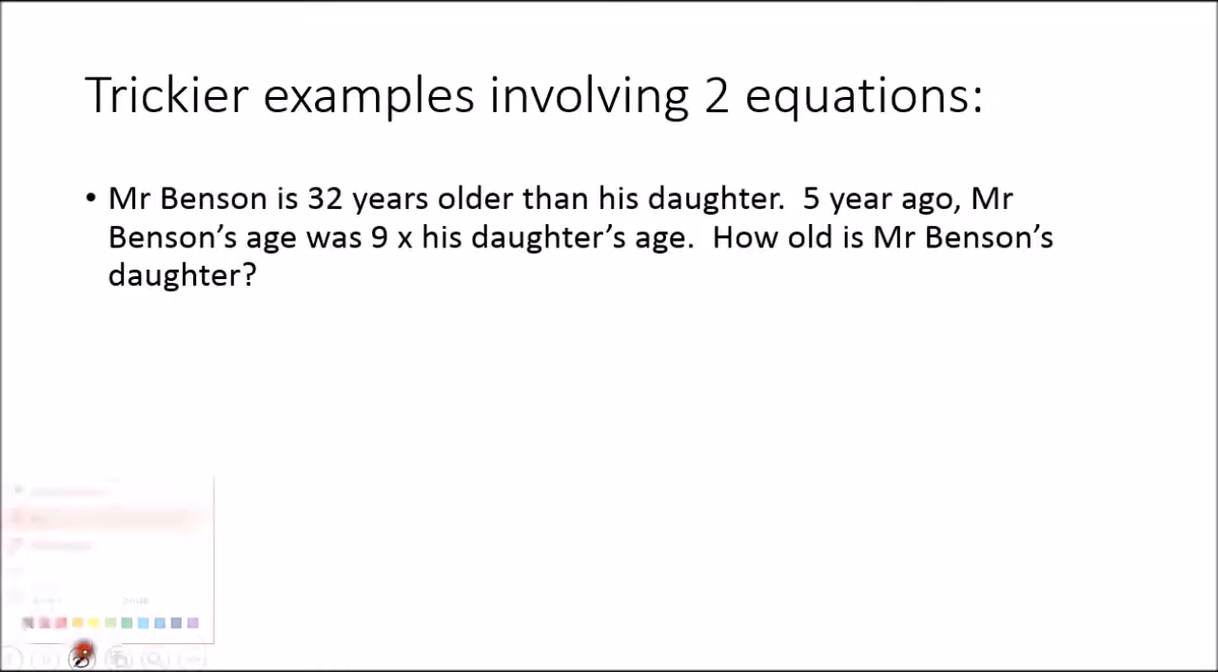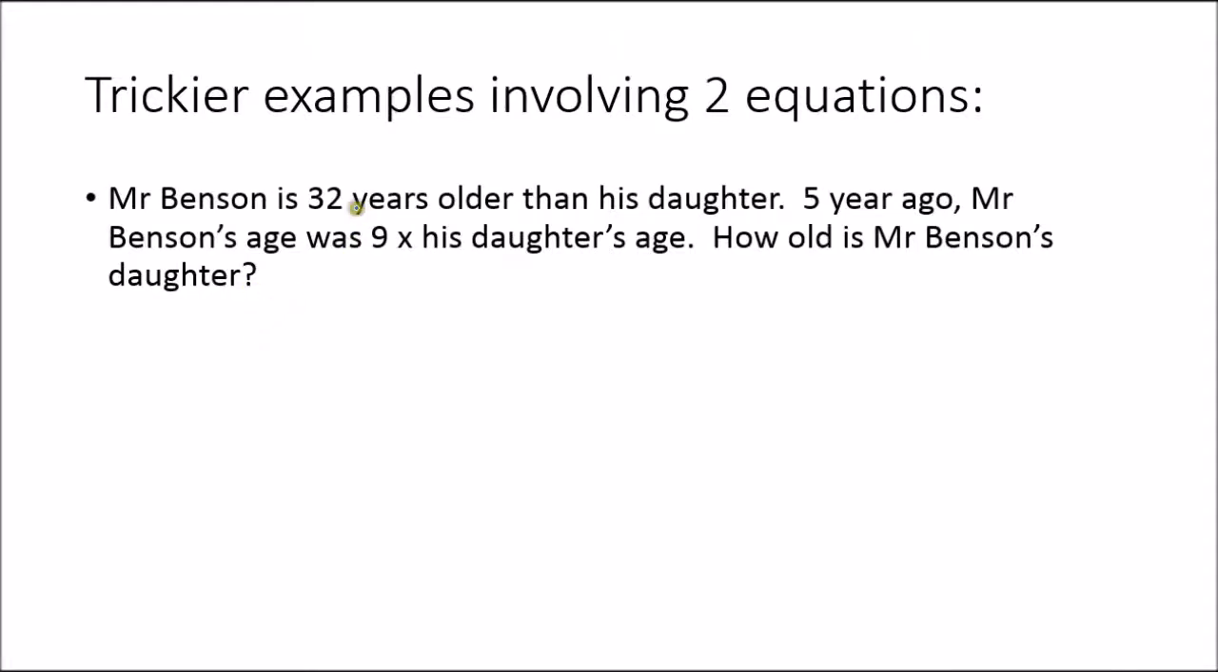So if we start off with a question like this, now I'm 32 years older than my daughter. Now 5 years ago I was 9 times as old as my daughter. So from this information you could figure out my age and my daughter's age.